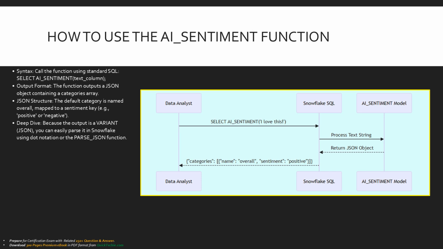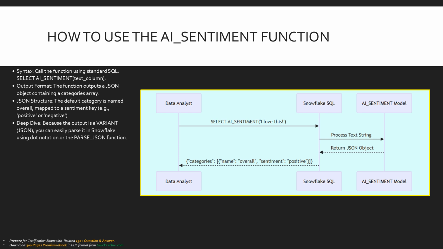Let's get practical and look at exactly how to execute this. Using the modern AI sentiment function is as simple as writing a standard SQL select statement. You simply pass your text column into the function: select AI sentiment, review text from my table. That is it. No complex Python environments or API configurations are required.